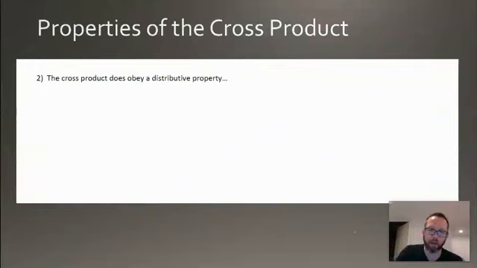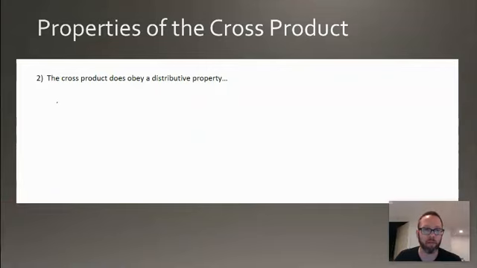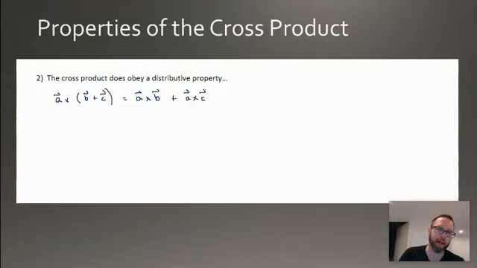The cross product does obey a distributive property, though. And in this one, we won't do a proof. We'll just state the property, and then you can just use it. So vector A crossed with some vector addition, B plus C, that's the same as if you did A cross B plus A crossed with C. And that's true for all vectors A, B, and C. But we're not going to prove that one. That one we can just feel free to use whenever we need it.